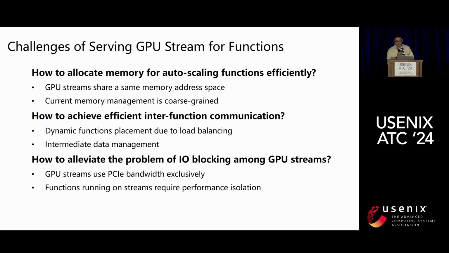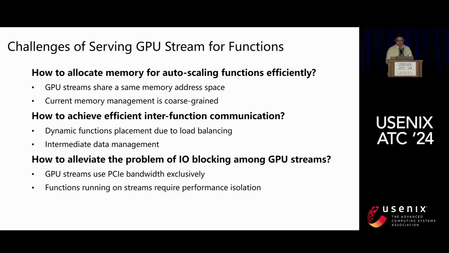For instance, functions in an application may be distributed across different GPUs and different nodes. Therefore, a seamless communication framework is so challenging. Furthermore, when we cache the intermediate data inside the GPU memory, we need effective management of this intermediate data just to avoid memory contention.